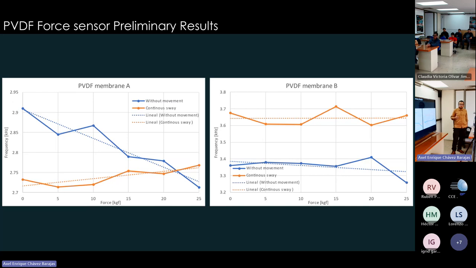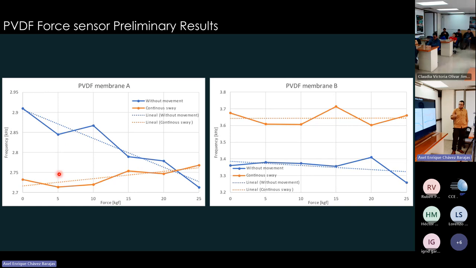On the other hand, we also conducted another experiment where we simulate the bruxism behavior. It's a sway of the mandible. We condition the acrylic base in a rotatory movement to simulate the oscillatory behavior of the mandible. In this experiment, we can see the downward tendency when the test is static, when the force is applied without movement, and the orange graphic represents the response of the circuit when the acrylic base is moving, or oscillating.